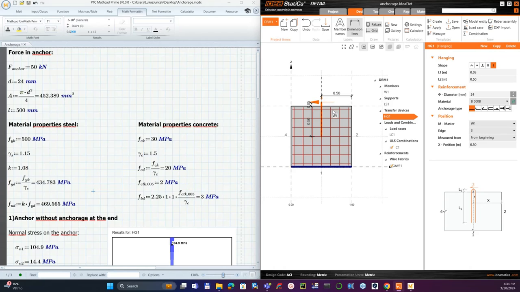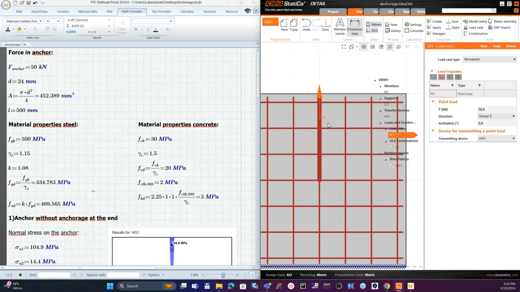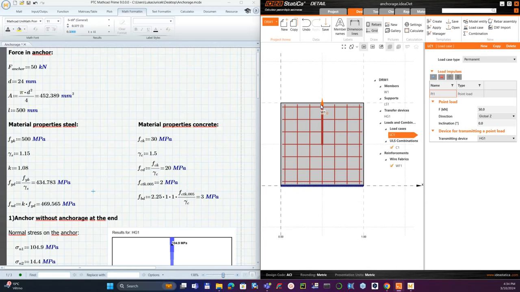So to prove that, I have created a wall. There is only one anchor with diameter 24, and the force that is used for loading of the anchor is 50 kilonewton. You can see, and there is just wire fabric which is capturing the tension in the concrete wall.